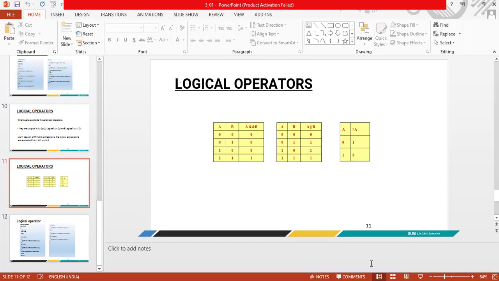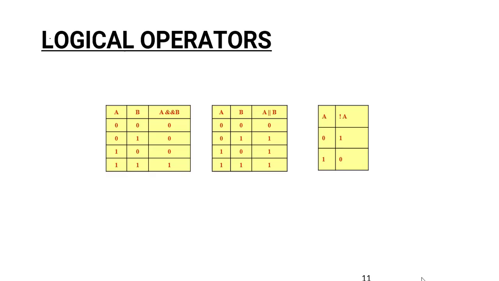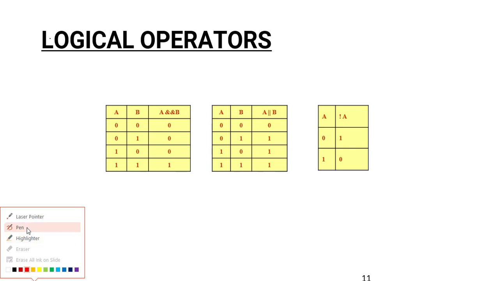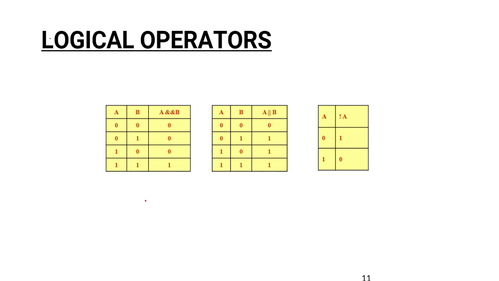So let me show you what are the logical operators that you have. And once you look at this, basically we have 3 logical operators. Right? The first one that you have is, let me explain you first, and then we will go for a program. So we have 3 logical operators.